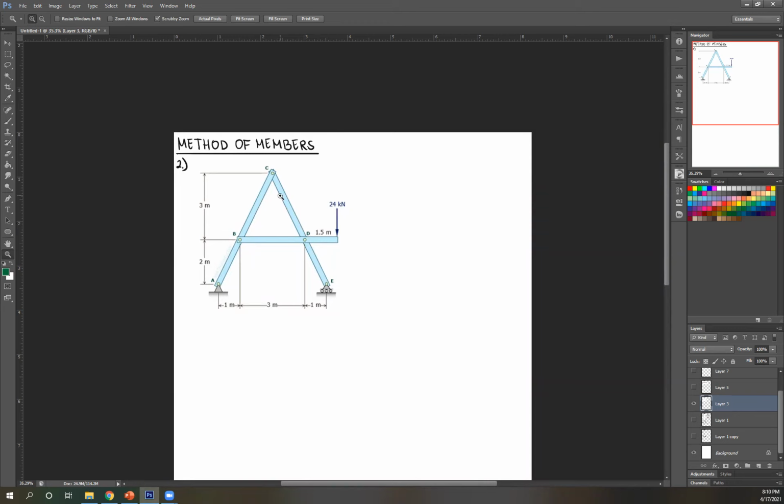So remember, one of the things that we know for sure is I'm going to have to isolate this, right? Now, if I isolate that, in order to analyze this member, I'm going to have to figure out the reactions at this support because it's a part of that member. So that's the first step. Let's try to find out the reactions here.